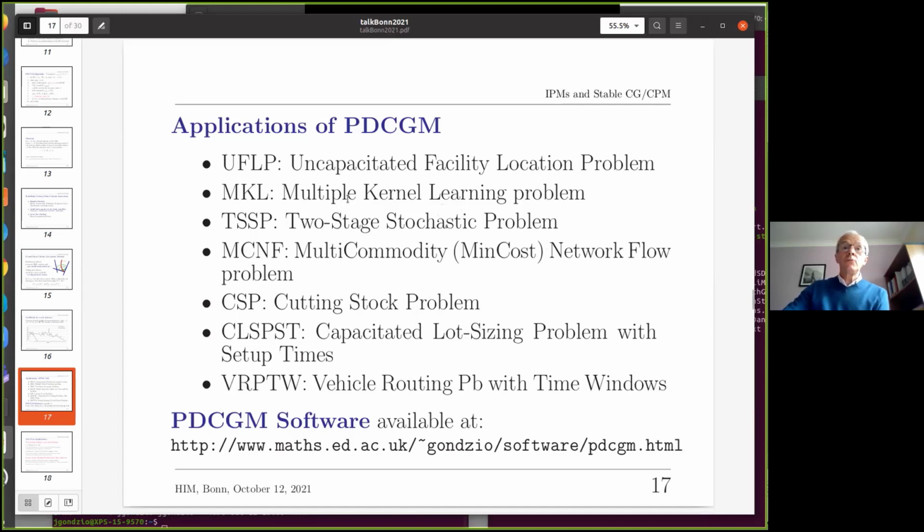This methodology has been used already to solve a variety of problems originating from combinatorial optimization, like uncapacitated facility location, multi-commodity network flows, cutting stock problem, capacitated lot sizing problem with setup times, or the earlier mentioned vehicle routing problems with time windows. But it also has been used in multiple kernel learning and machine learning, and to solve some two-stage stochastic problems.